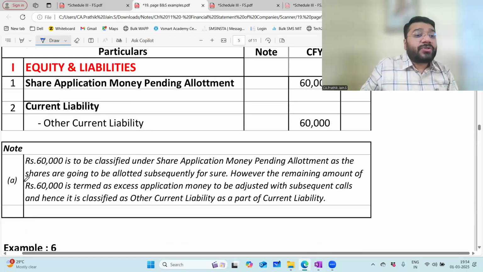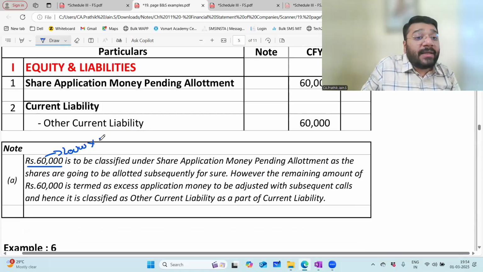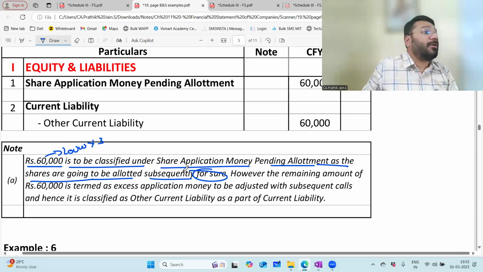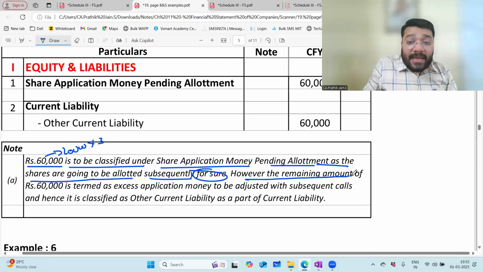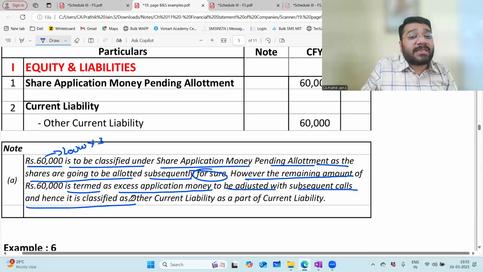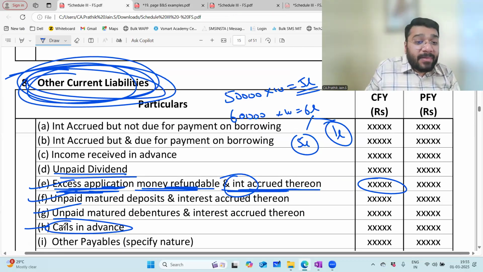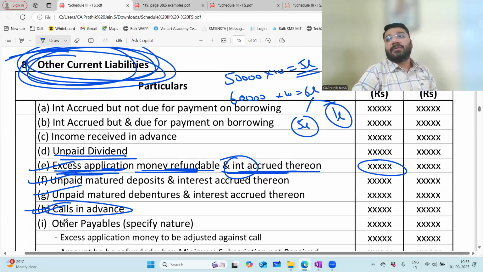Any problem? So the first is 60,000 rupees, that is 20,000 shares to be allotted at 3 rupees, which will be classified as share application money pending allotment, as the shares are going to be allotted subsequently for sure. However, the remaining 60,000 rupees is termed as excess application money to be adjusted with the subsequent calls, and hence it will be classified as other current liability under current liability. Under other current liability, which part? Calls in advance. Make sense?